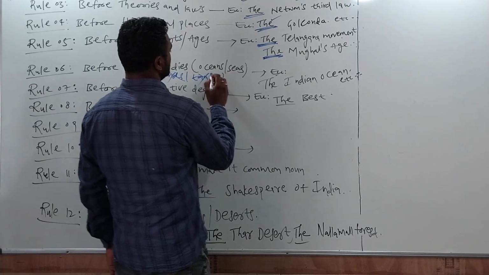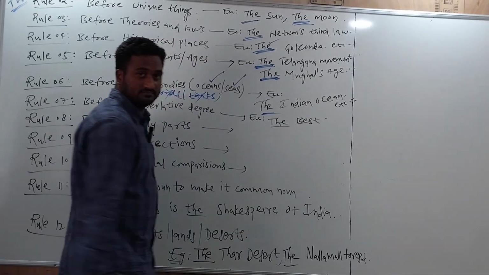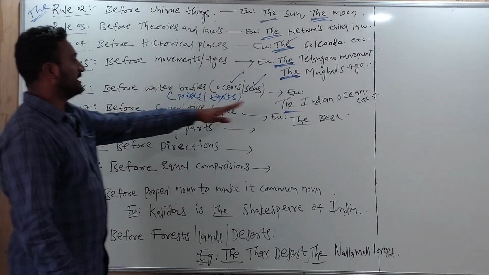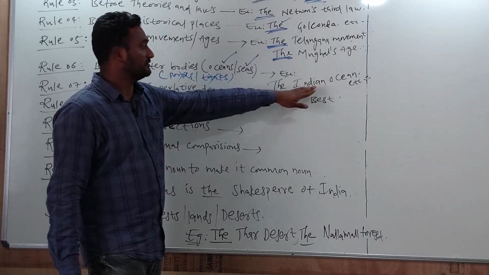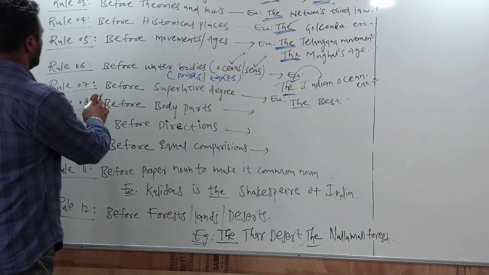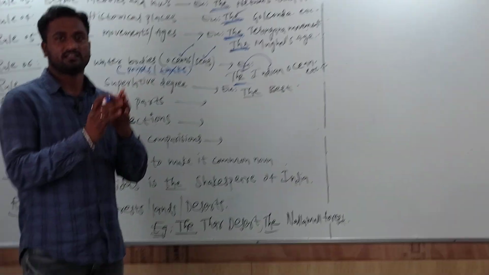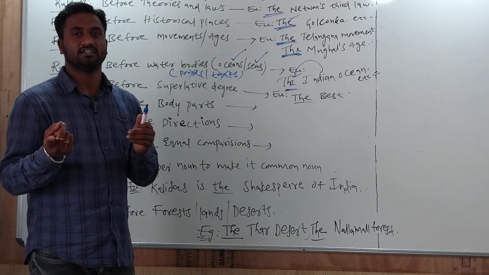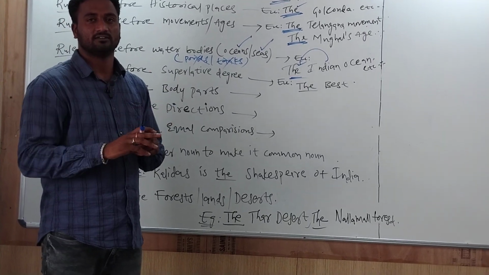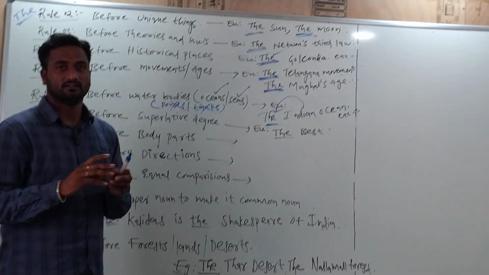Whenever you want to say something about oceans, seas, we should use the article "the". So the Indian Ocean, the Pacific Ocean. It should be preceded by article "the". And before superlative degrees, degrees of comparison. There are 3 types of comparisons: positive degree, comparative degree, and superlative degree. So for example, you take good, better, the best, right?